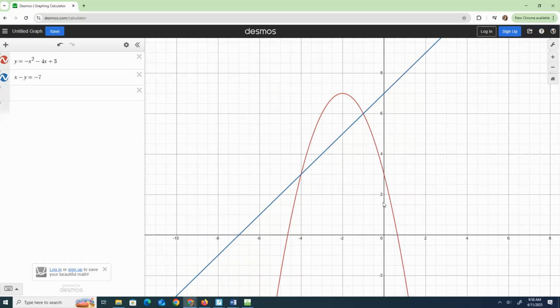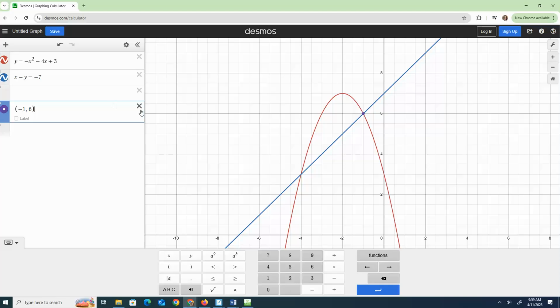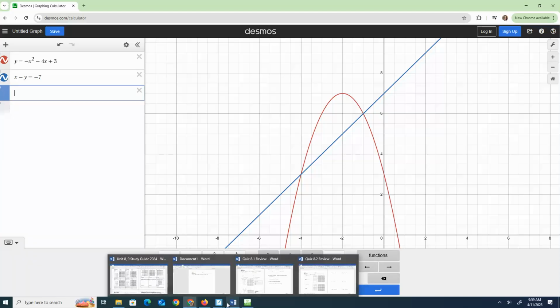Right, you can always drag your screen so you can see it. How many points do these have where they meet? 2. So if you just click, you can get both of them. One is -4, 3. The second one is 1, 6. So I know my solutions here.